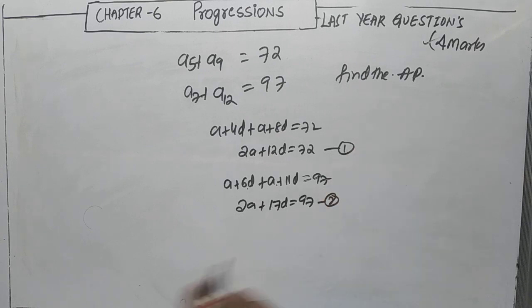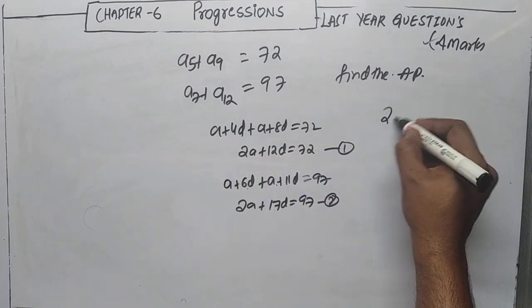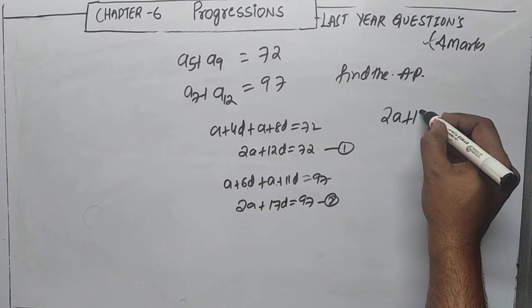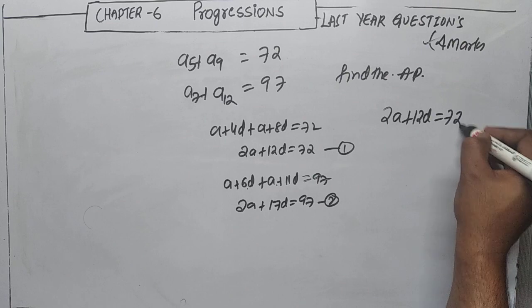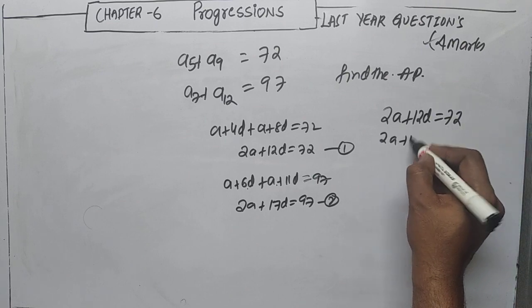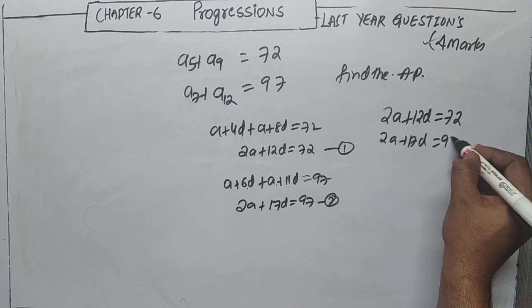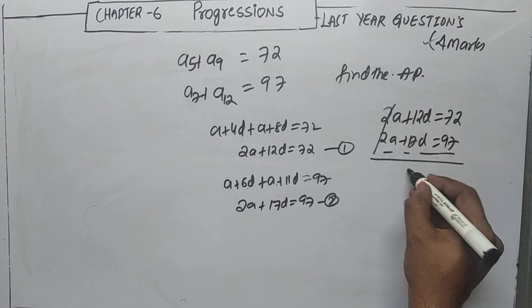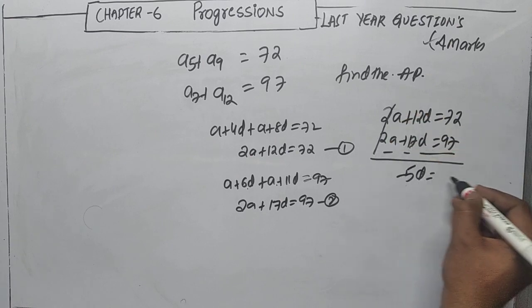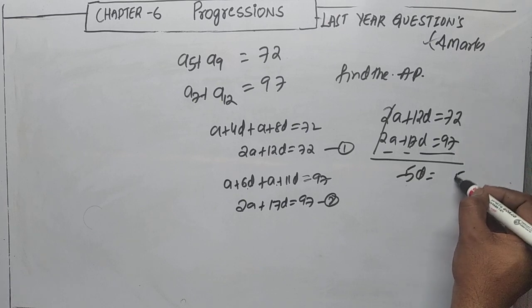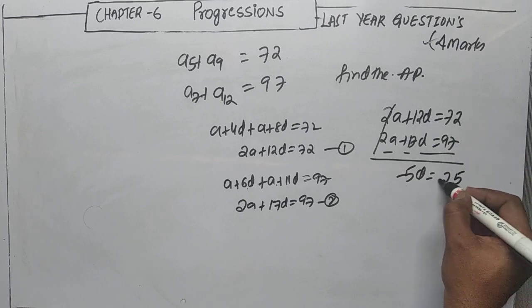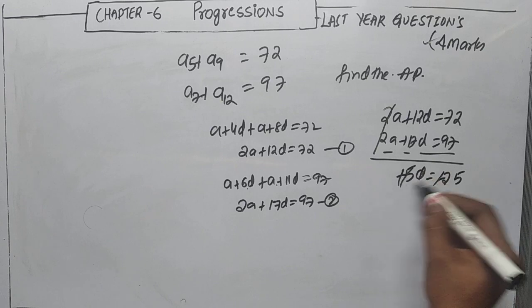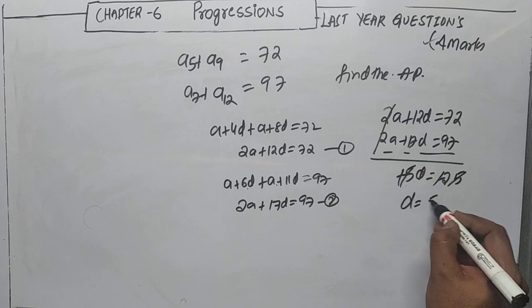Next we have to cancel both the equations. So if you cancel both the equations, we will be getting 2a plus 17d is equal to 97. See, if I change the sign, so both cancel. 17 minus 12 is 5d, and 97 minus 72 is 25. So 5d is 25, 5 5s are 25. So we got d value is 5.